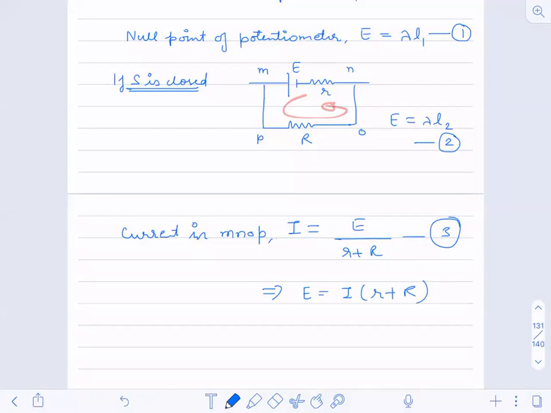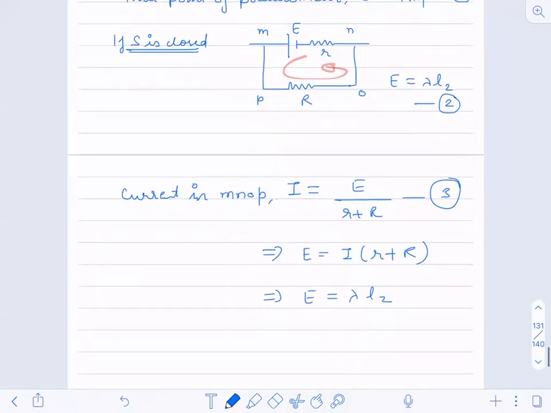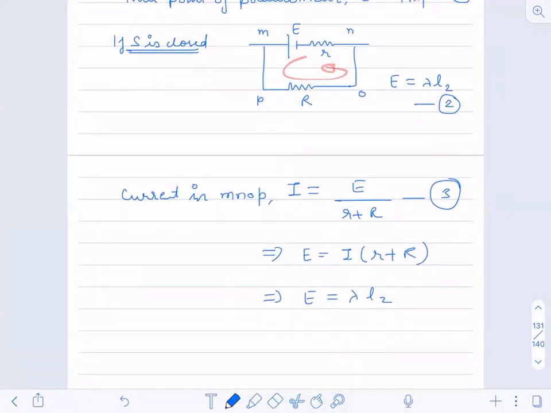Understood? Now from this, E I also know is lambda into L2. Now just equate them. So what you will be having? I into r plus capital R is equal to E is equal to lambda into L2. Do you understand this now?